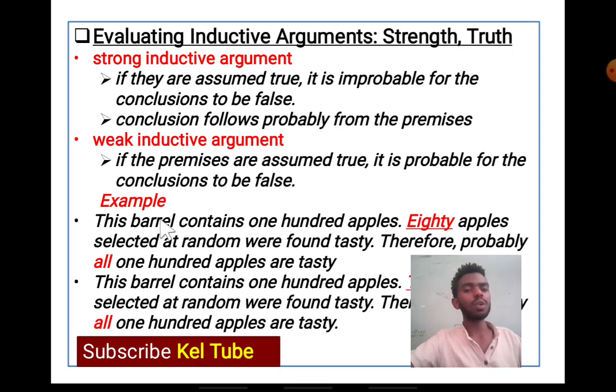For example: a barrel contains 100 apples. 80 apples selected at random were found tasty. Therefore, probably all 100 apples are tasty. Just as we said in the previous video, in the instance of an inductive argument, prediction is involved. An argument formed from a selected sample to judge the whole behavior of a group falls under inductive argument.